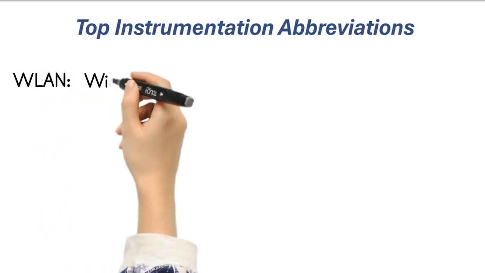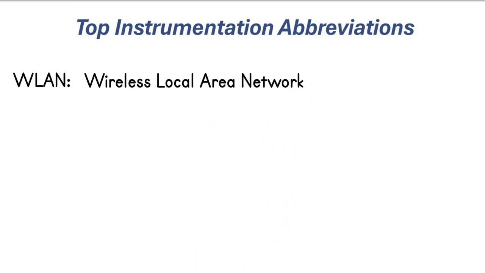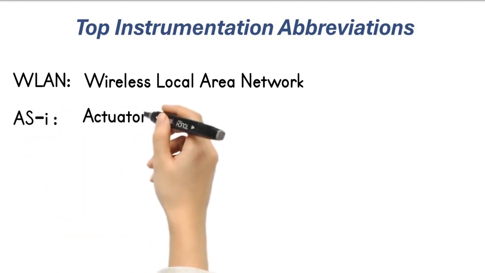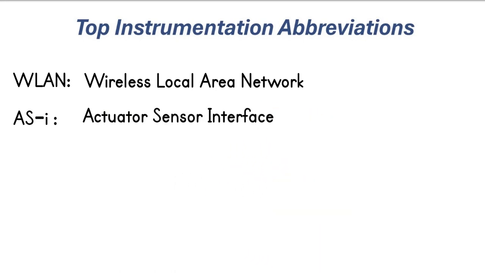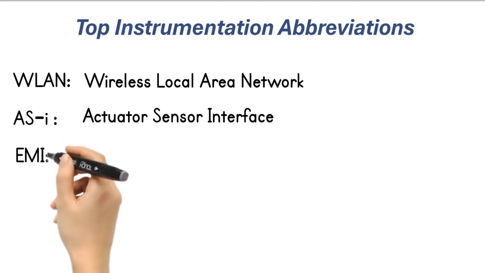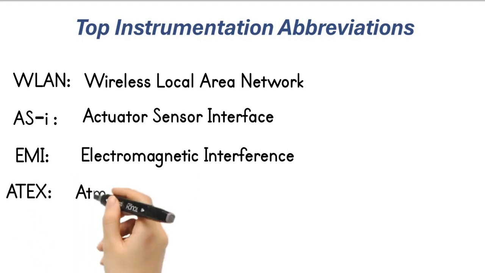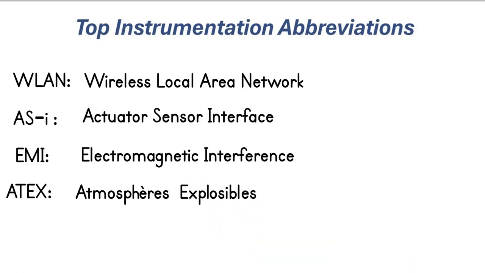WLAN. WLAN stands for Wireless Local Area Network, a wireless computer network that links two or more devices using wireless communication within a limited area. ASI stands for Actuator Sensor Interface, a simple and cost-effective networking solution used in process automation. EMI stands for Electromagnetic Interference, the disturbance generated by an external source that affects. ATEX stands for Atmospheres Explosibles, a safety standard for such environments, ensuring that equipment is designed and operated to minimize the risk of ignition sources that could lead to explosions.